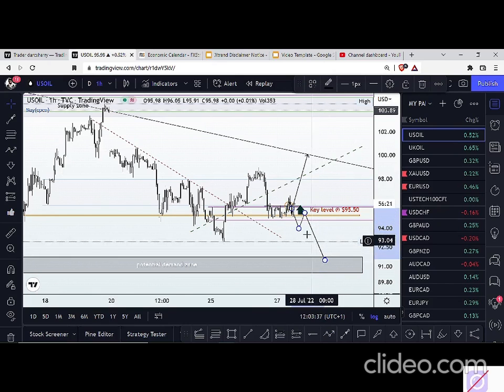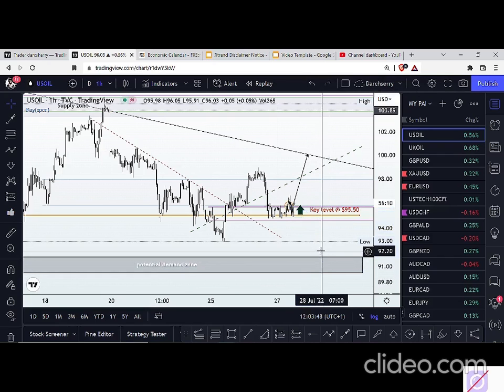But I'm not sure that's going to happen. If it happens, this is how we want to take that opportunity: a retest of that key level to join the decline into the $91 area. So that's that on the US oil.